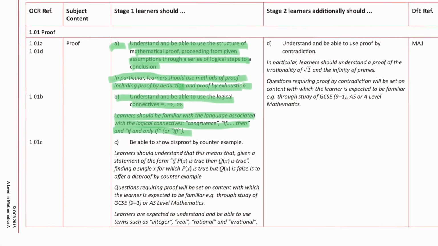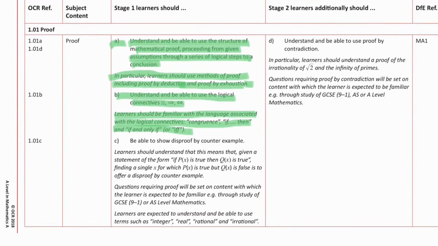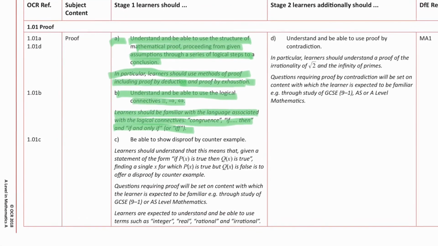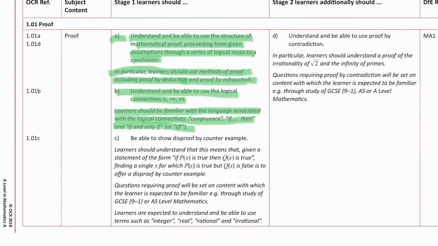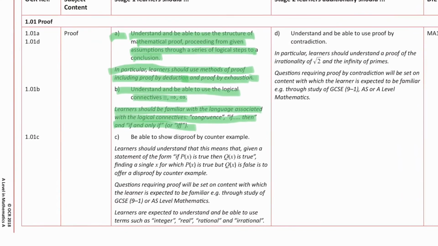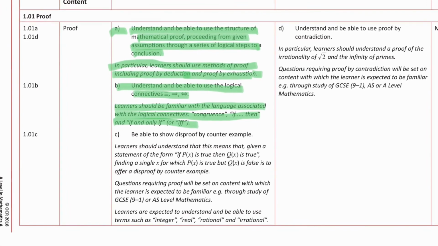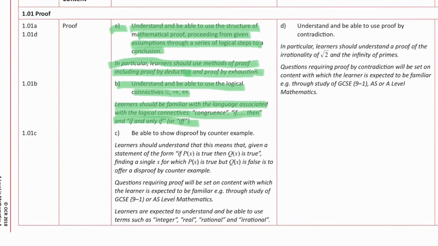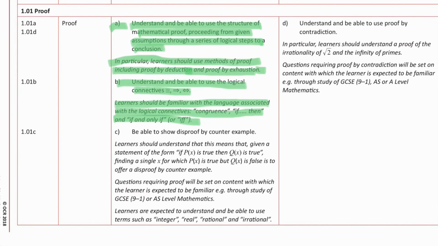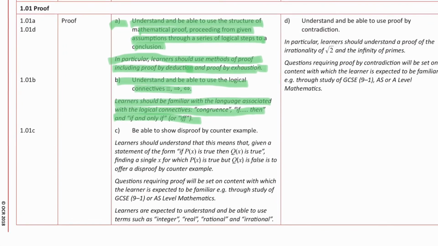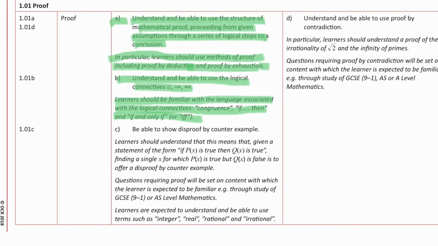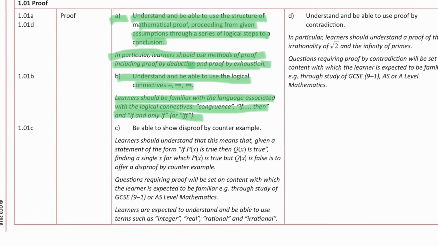That's A and B done. Hopefully we'll get C and D done tomorrow with examples as well. Just as a quick recap, let's go over them. So today we've understood how to construct a proof by deduction and by exhaustion. And we've also learned some connective statements, the congruence statement, the if and then statement, and the if and only if statement, and the differences between them.